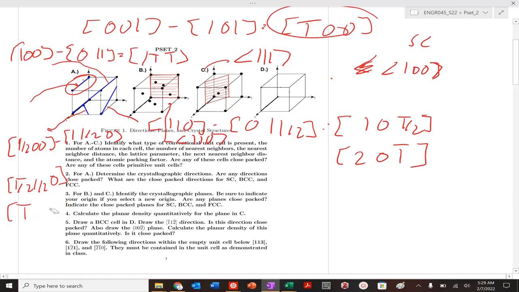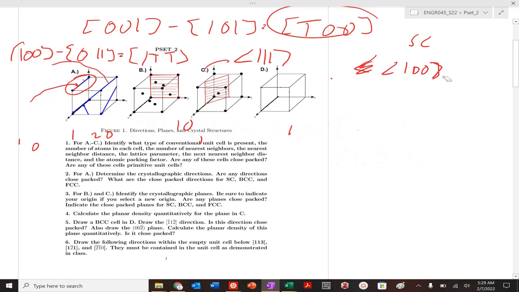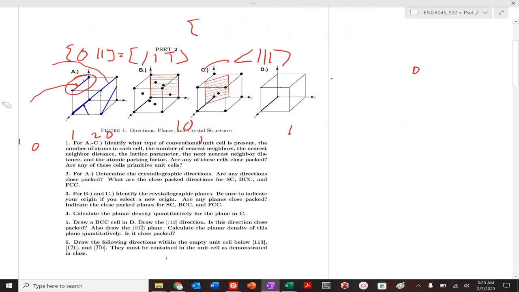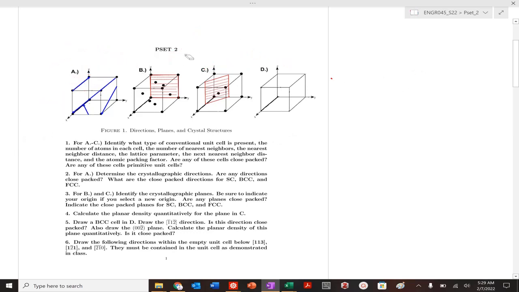So we've learned about those close packed directions, close packed planes. Let's erase this here. Determine the crystallographic directions. We've got this out of the way.